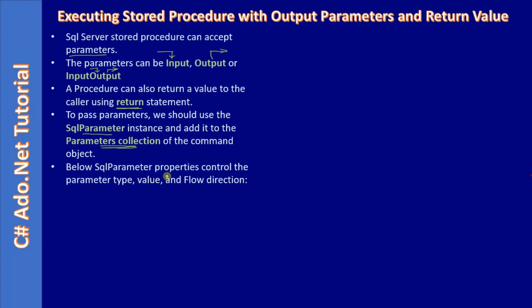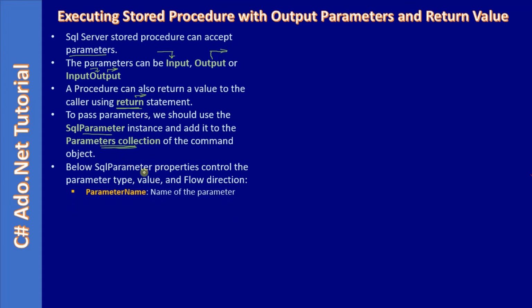Below, the SqlParameter properties control the parameter type, value, and flow direction. Here we are talking about flow direction, right? Input, incoming; output, outgoing; input-output, both input as well as output. Return is also an outgoing one.